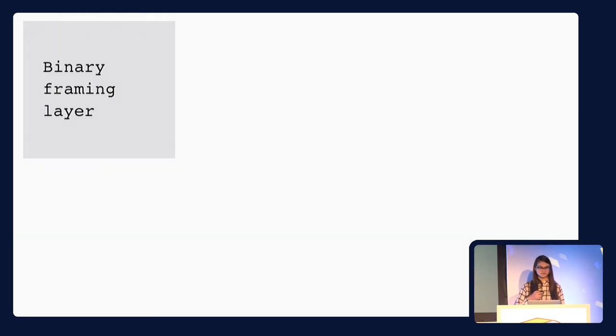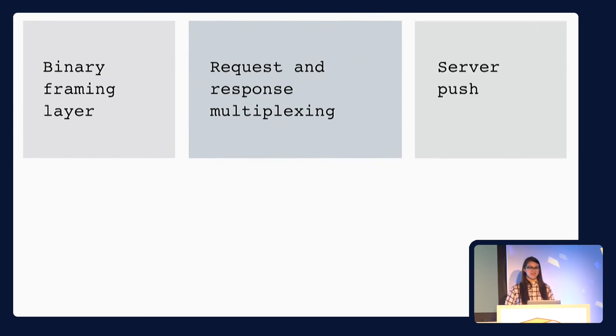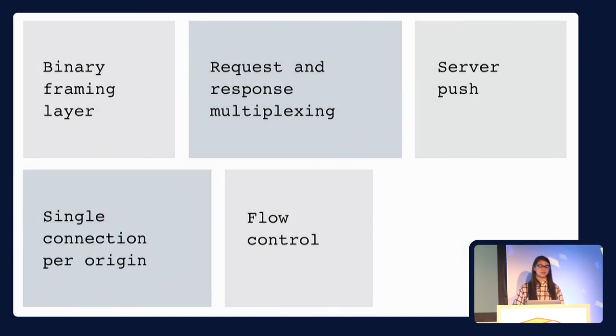The key difference between HTTP2 and its predecessor is that it is binary instead of textual, and it introduces a binary framing layer. Because of that, it allows multiplexing of requests and responses. It also can do server push, in other words, push resources proactively without the need for the client to request those. Similarly to how TCP does flow control, now H2 can do flow control as well, but at the application level. And due to multiplexing, we require only one single connection per origin. H2 also uses header compression to reduce the overhead.